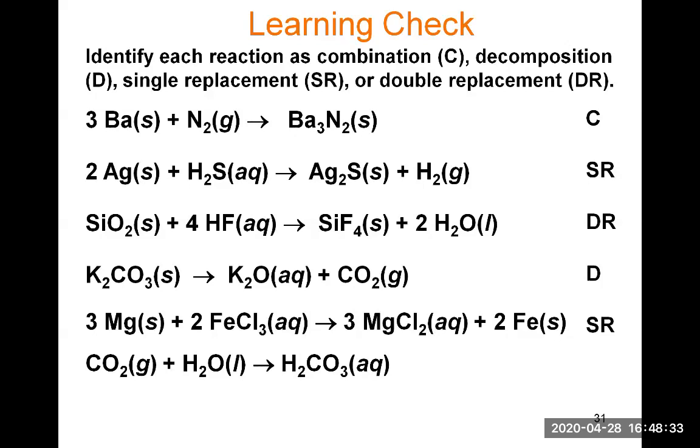Last example, CO2 plus H2O gives H2CO3. Here we see we have only one product, and so that's key to recognize a combination reaction. Here we are synthesizing carbonic acid.